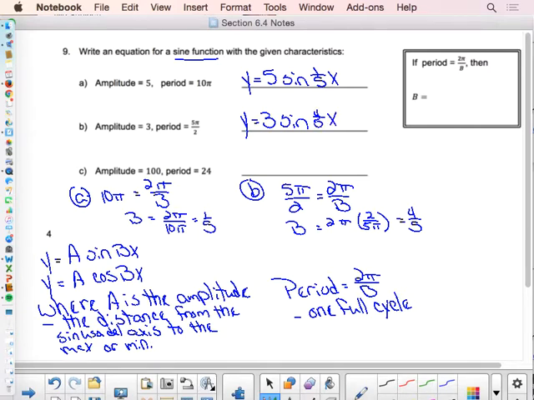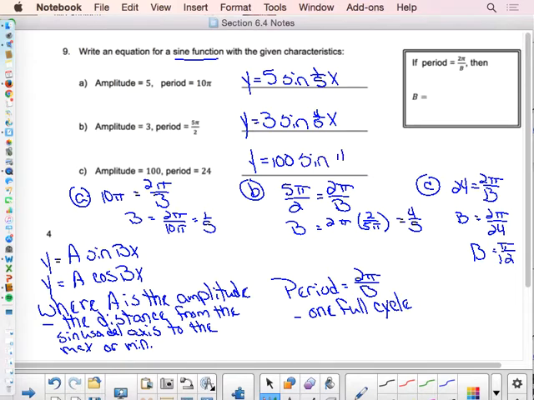And finally, the last one, which is c, we're given the amplitude is 100 and the period is 24. So 24 is equal to 2 pi over b. So b is equal to 2 pi over 24, or pi over 12. So the equation for this sine curve is y is equal to 100 sine pi over 12 x. So if you're given the amplitude and you're given the period, you can find that value of b and go ahead and write that equation.